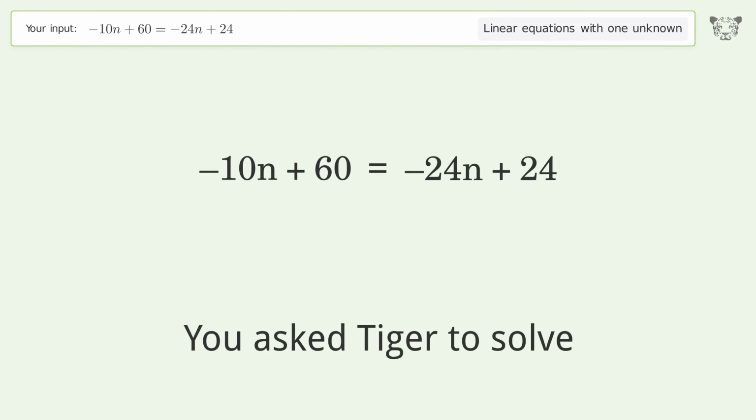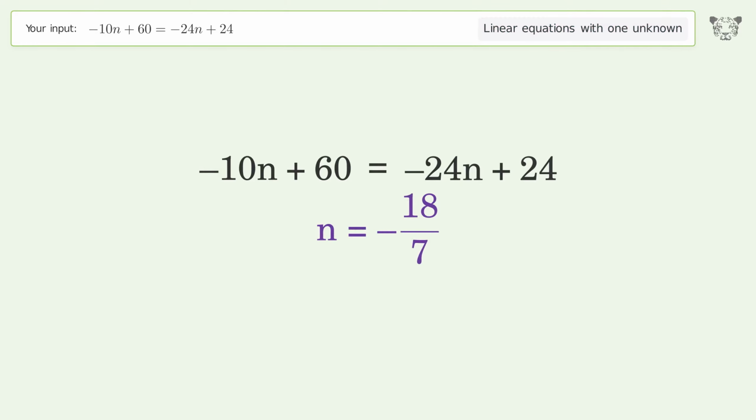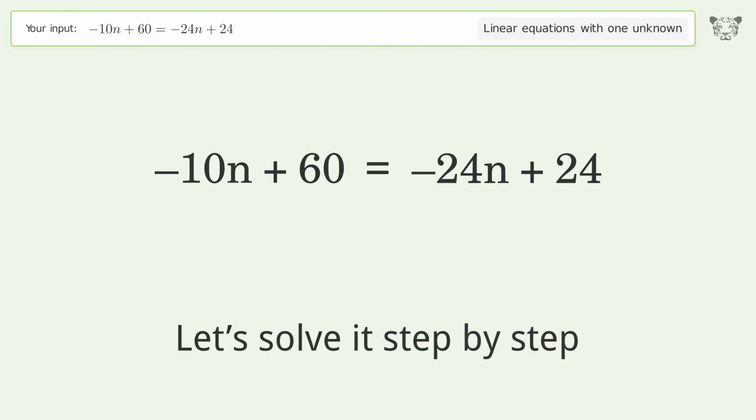You ask Tiger to solve. This deals with linear equations with one unknown. The final result is n equals -18/7. Let's solve it step by step.